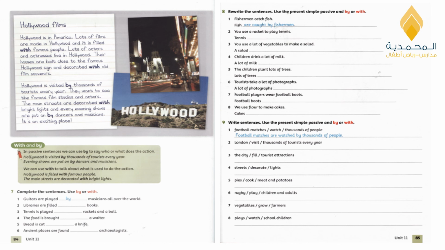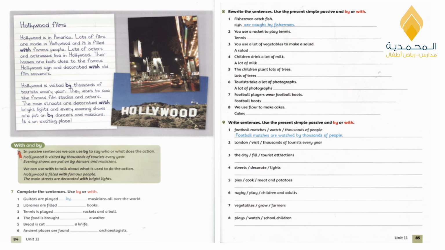Number 7. Football players wear football boots. Football boots are worn by footballers. Excellent. Or by football players. Amazing. Number 8. We use flour to make cakes. Excellent. Cakes are made with flour.